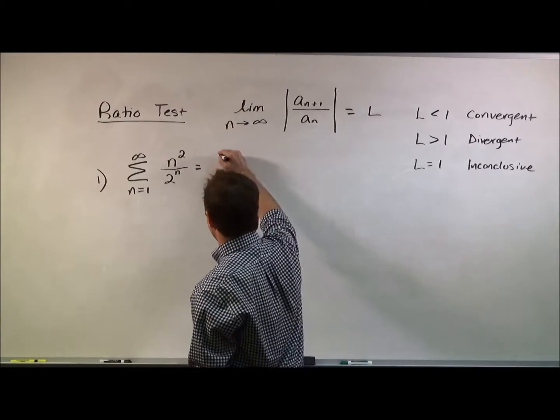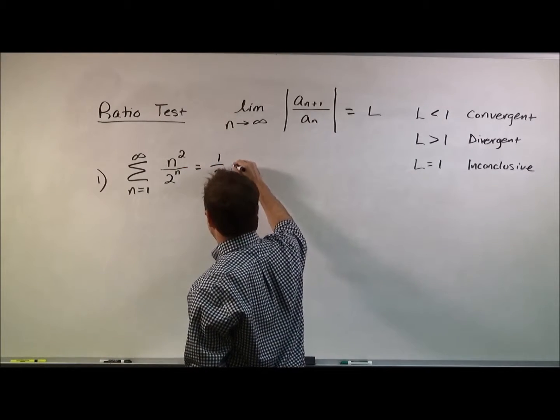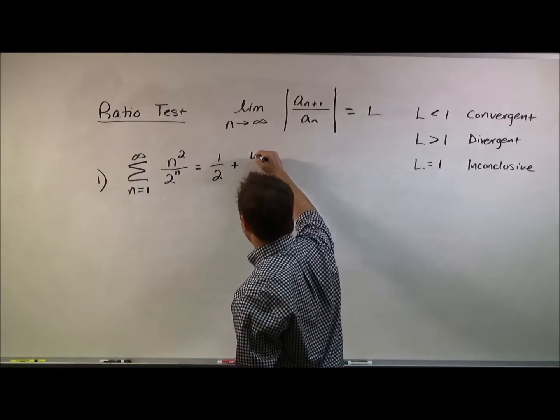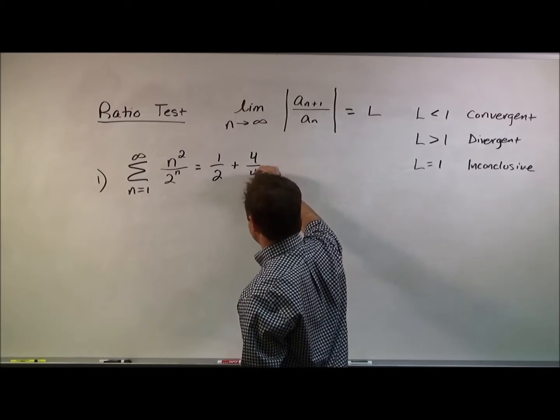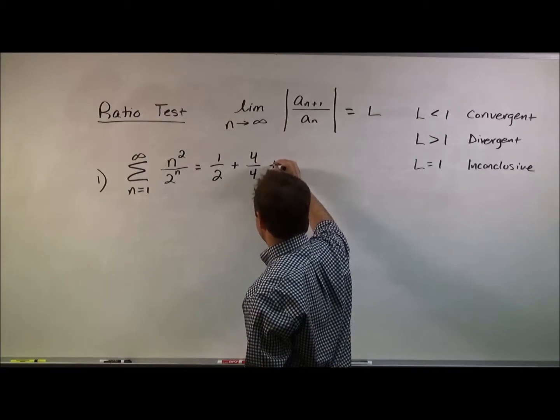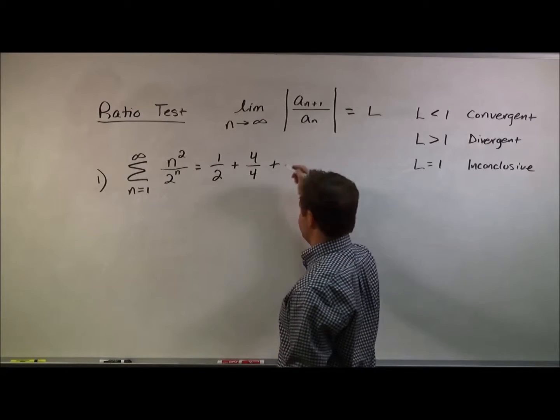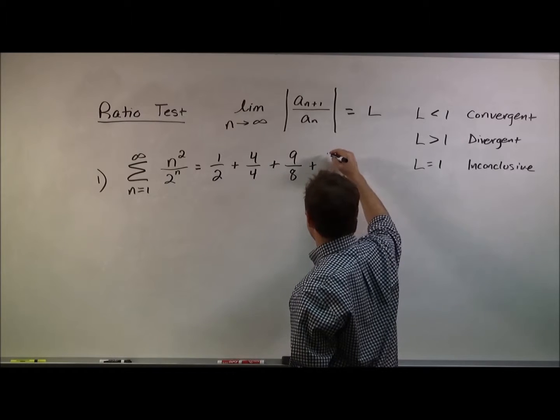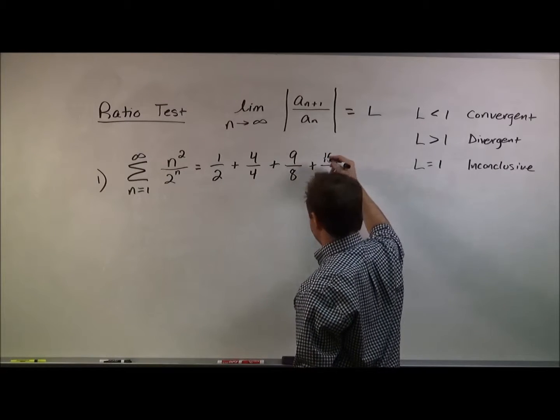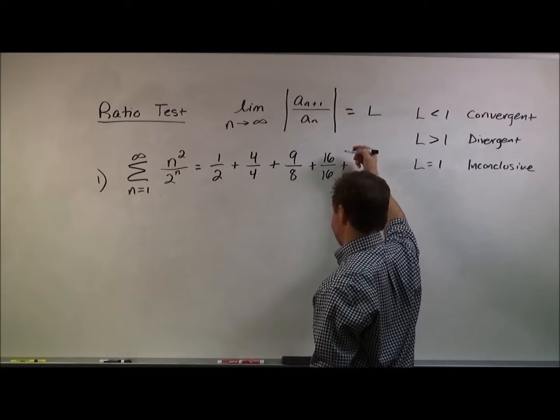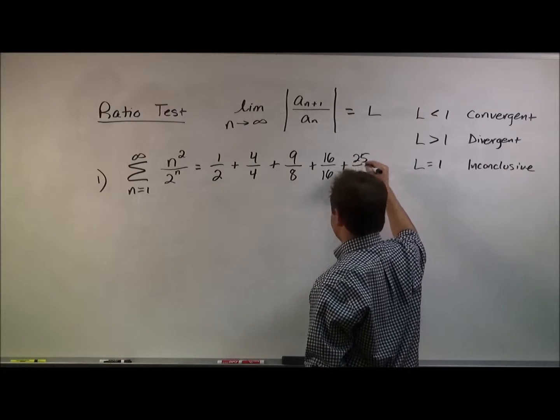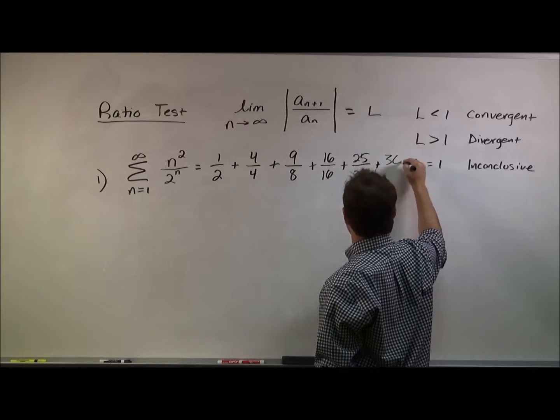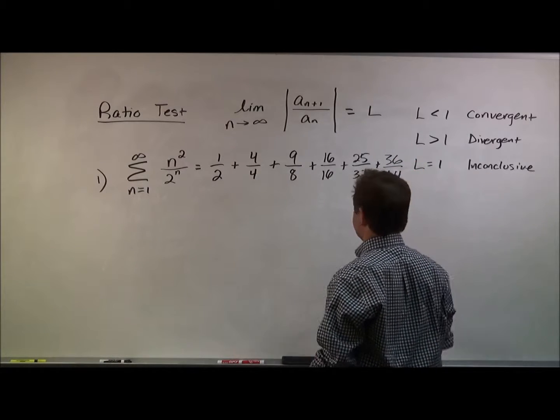If we plug in a 1, we get 1/2. If we plug in a 2, we get 2 squared, which is 4, over 2 squared, which is 4. So this will simplify to 1, and I'll write that in later on. If we plug in a 3, we get 9 over 2 to the third, which is 8. If we plug in a 4, we get 16 over 2 to the fourth, which is 16. If we plug in a 5, we get 25 over 2 to the fifth, which is 32. And if we plug in a 6, we get 36 over 2 to the sixth, which is 64.